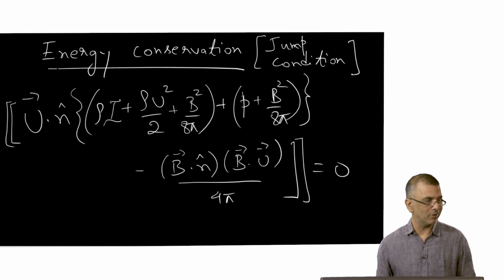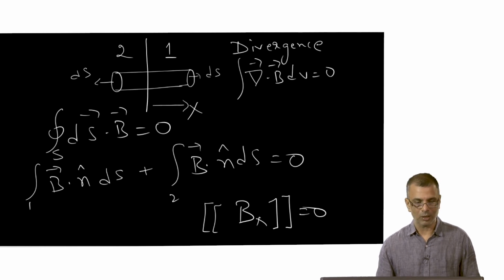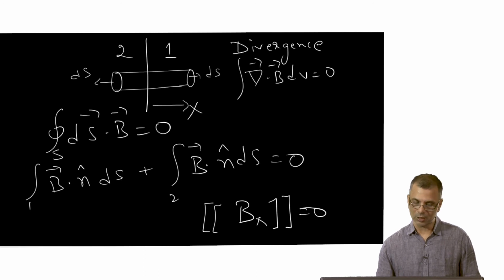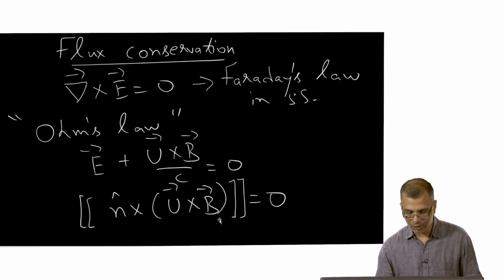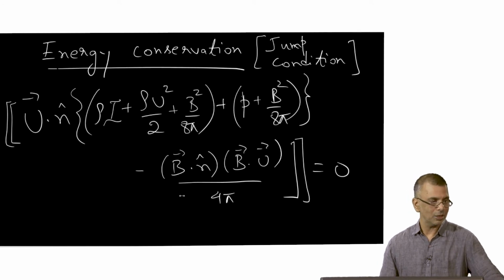So this completes it, really. You had the mass conservation, you had the divergence constraint, you had the momentum conservation, which was this, and you had the divergence constraint, like we've said before. You had flux conservation, and you have energy conservation. So this is pretty much it. Now what about this?